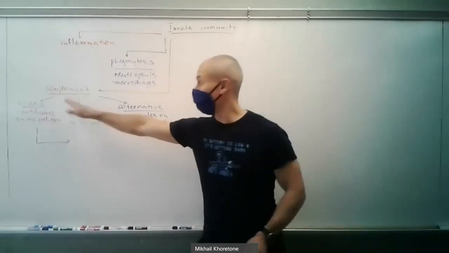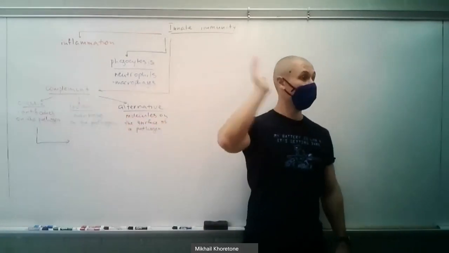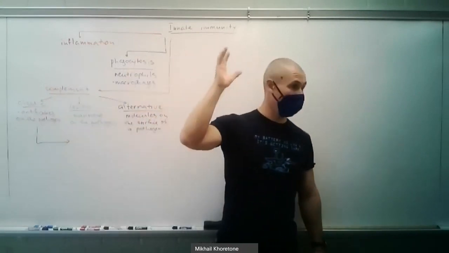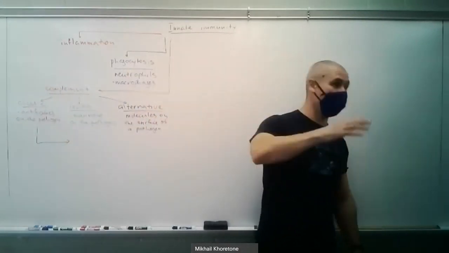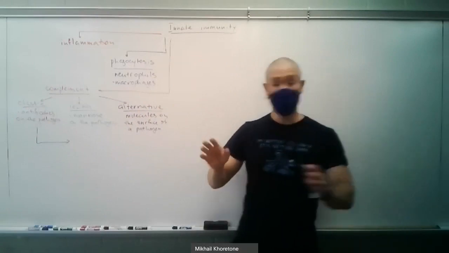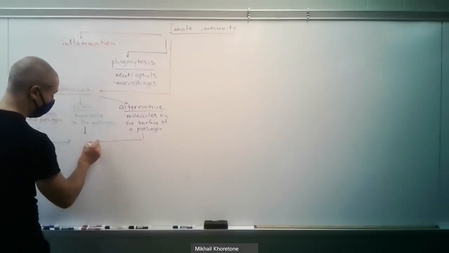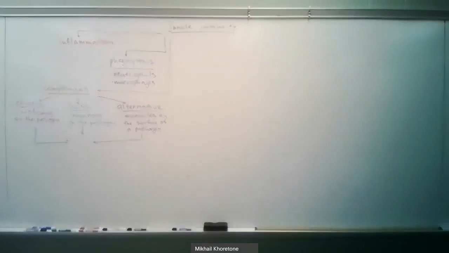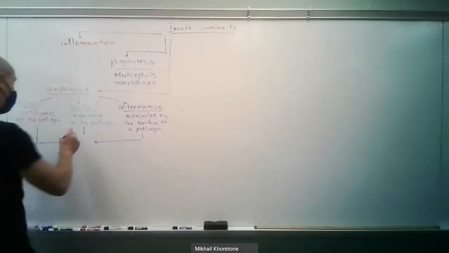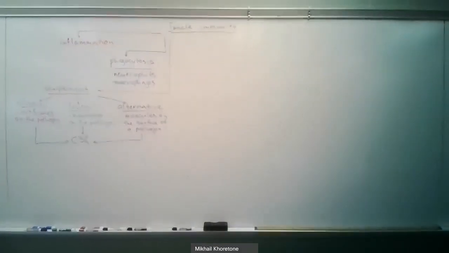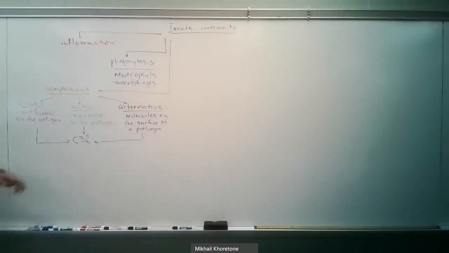Again, each part is dominant. Classic activates one thing, that one thing activates another. The point is, all three pathways converge on the same conclusion, which is a protein called C3 convertase. And that is a starter for actual responses.